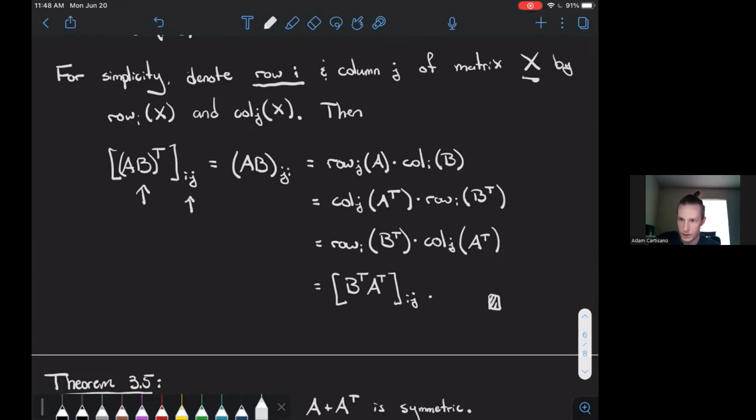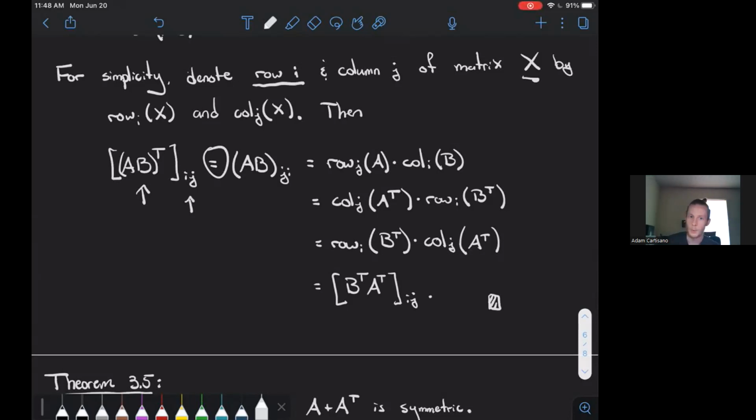So first of all, the first thing we need to notice is that the ij entry of AB transpose is the ji entry of AB. That's what the transpose does. This equality is like the definition of the transpose. It just says that the ij entry of the transpose is the ji entry of the original matrix.